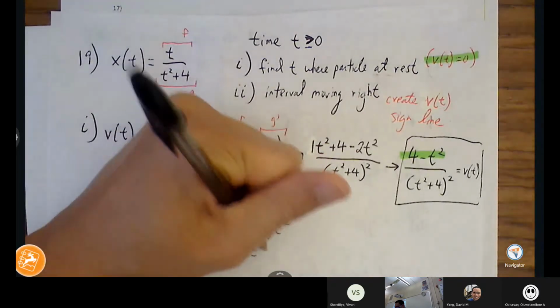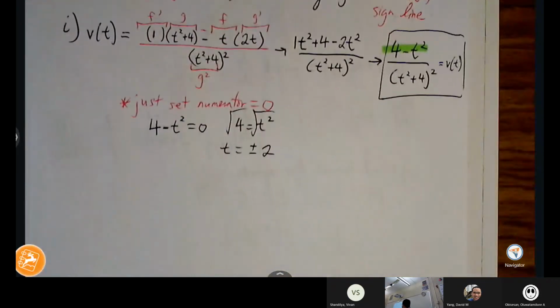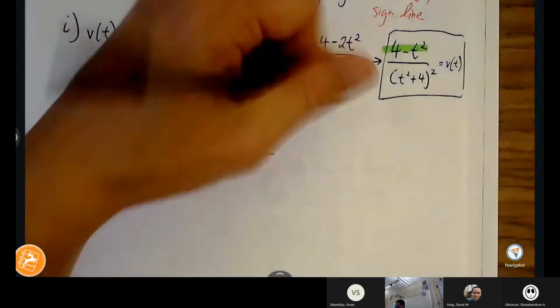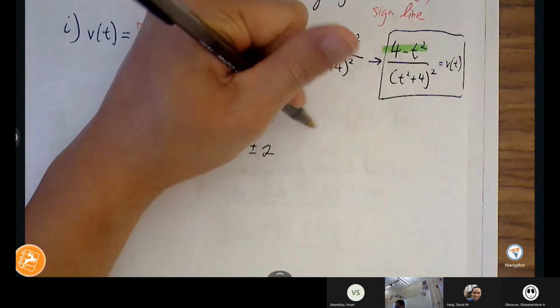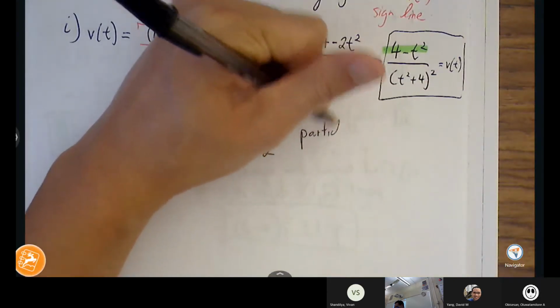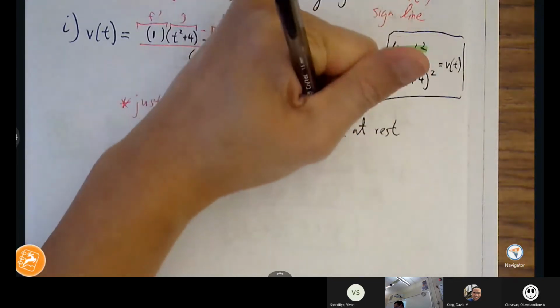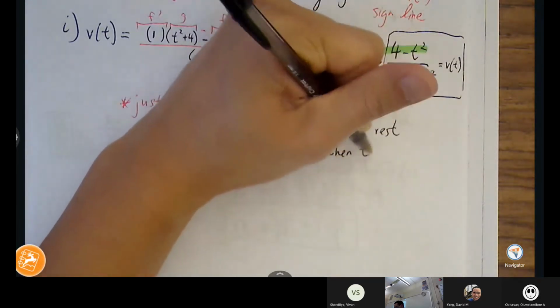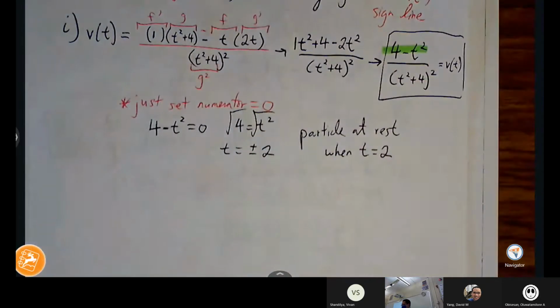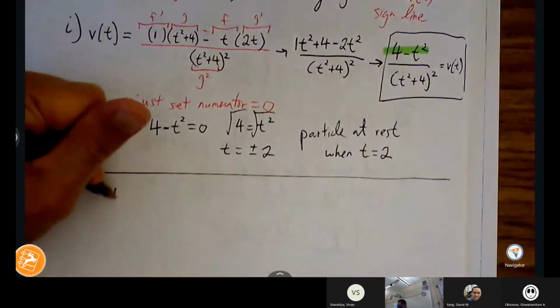So I get t is equal to plus or minus 2. But negative 2 is outside of our interval. So we can say the particle is at rest when t is equal to 2. Velocity is 0. Okay, so that's part A, or part 1.